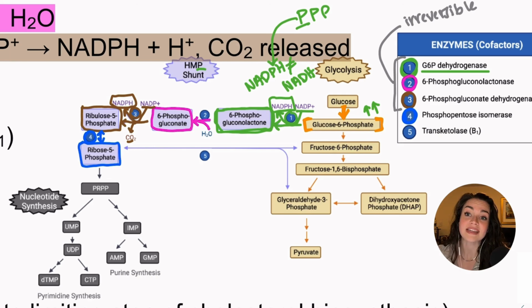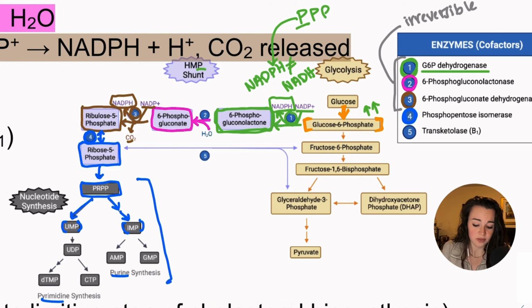One thing you'll remember is ribose 5-phosphate is the starting substrate for nucleotide synthesis. It can turn into PRPP, which can then go on down the line, eventually split into IMP and UMP to make pyrimidines and purines. And this is all outside the scope of this video, but it is just important to be aware of where that starting substrate comes from because you have seen it before.